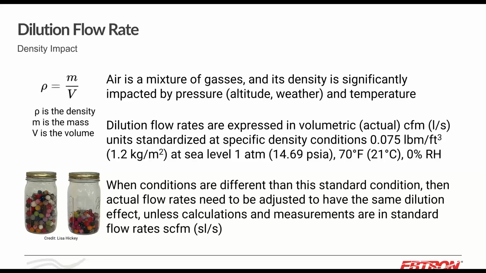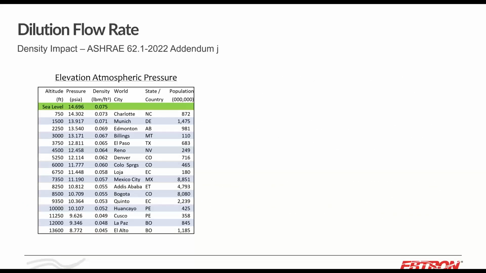And when these conditions are different than the standard conditions, then we have to make the adjustment to have the same dilution or removal effect from the airflow. And I'm going to show you an example. So there was an addendum J that was passed last year that now requires engineers to make adjustments for cooling densities because it is much warmer, especially at altitude.